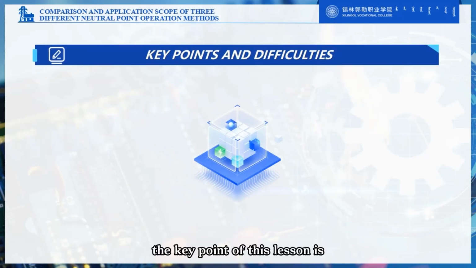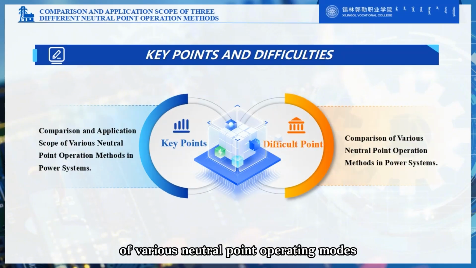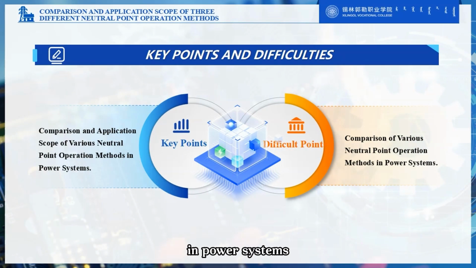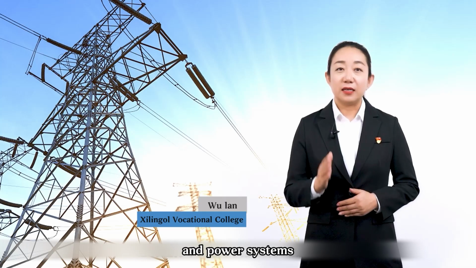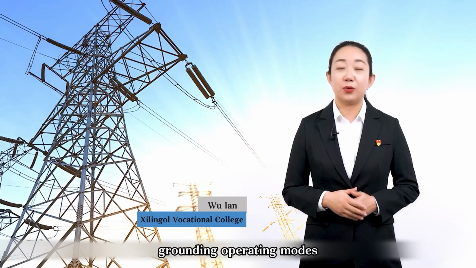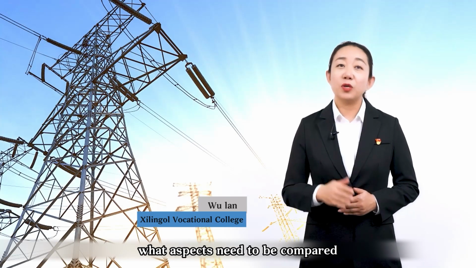The key point of this lesson is the comparison and application scope of various neutral point operating modes in power systems. The difficult point is the comparison of various neutral point operating modes in power systems. How do we compare the different neutral point grounding operating modes? What aspects need to be compared?